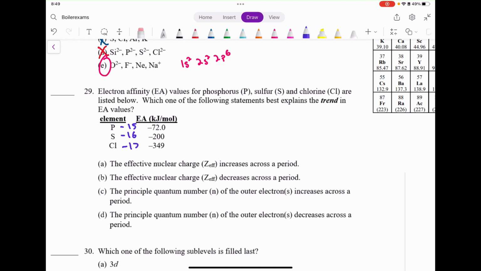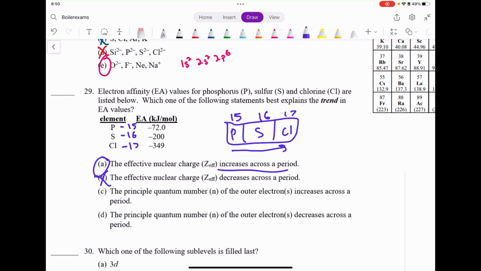And that looks like answer choice A. They're saying it increases across a period, which is true. The periodic table looks like this, you know. And as we go across the period, the number of protons is increasing. So A is true. And that's the reason why the electron affinity is higher. B says the exact opposite. It's not B.